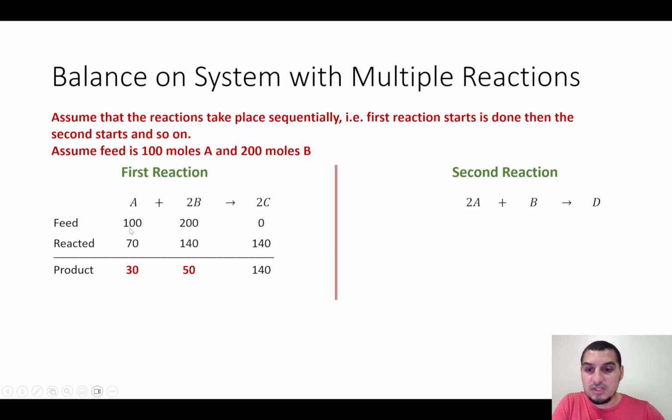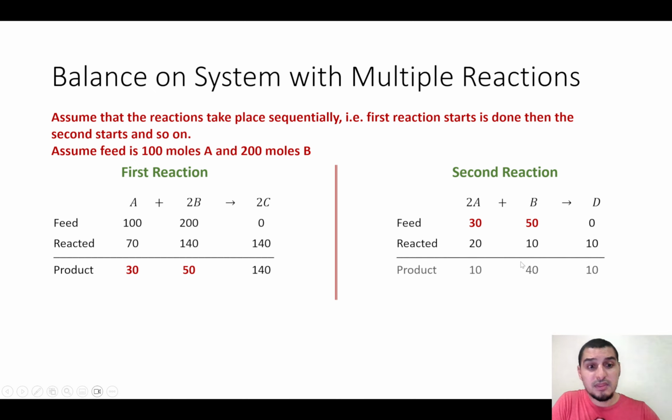Now let's say that for the first reaction 70 moles of A are consumed, they react with 140 moles of B, producing 140 moles of C, and then the product is 100 minus 70, which is 30. 200 minus 140 should be 60, I'm sorry, I made a mistake earlier. And then we have 140 moles of C. And then after this reaction ends, the next reaction starts. So again, this should be 60. We have the 30, 60, 140. Of course, 140 is not part of the second reaction. So we have the 30 and 60, and 20 consumed for the first reaction, 10 in the second, 10 produced in D. And then the output is going to be 10. Of course, this is going to be 50, and this is 10.